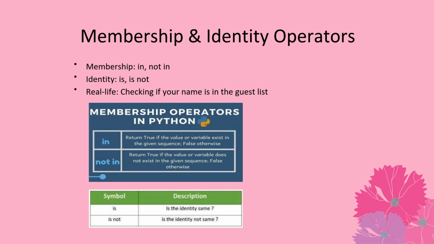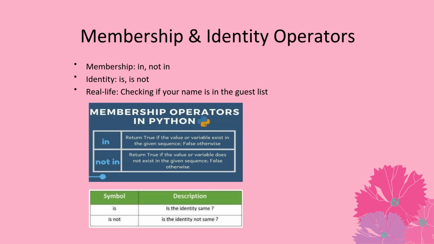Example, if you write 'a' in 'apple', Python will return true because 'a' is indeed in 'apple'. This operator is very useful when searching inside strings or checking if an item exists in a list before doing something with it. The not in operator does the opposite. It checks if a value is not present in the sequence. It returns true if the item is missing. For example, 'x' not in 'apple' returns true because there is no 'x' in that word.